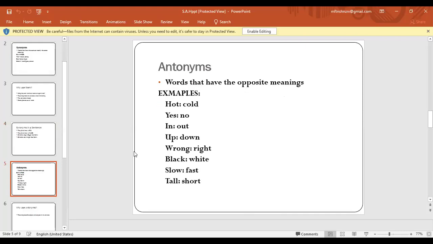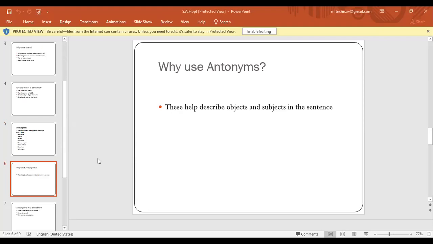What about antonyms? Antonyms are the words that have the opposite meanings. For example, hot, cold, yes, no, in, out, up, down, wrong, right, black, white, slow, fast, tall, short. So I guess all of you know the definition of these antonyms, yes? You know the meanings of these words. Okay.